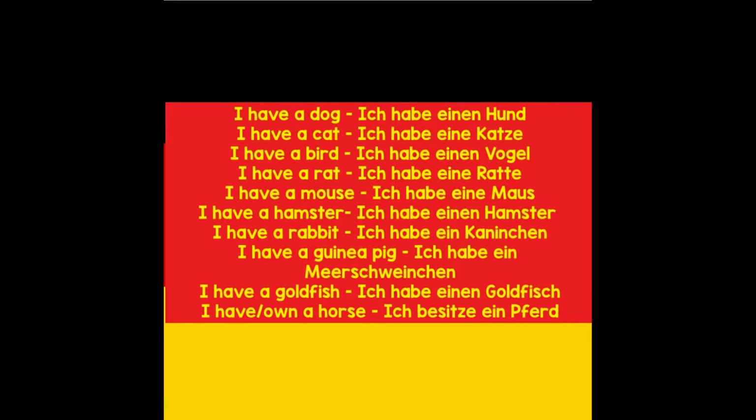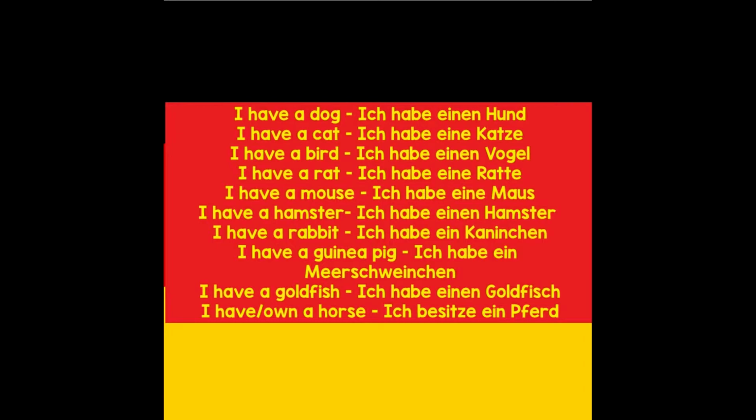Okay, what about mouse? Let's have a look at that one. Ich habe eine Maus. Okay, good. So what about hamster? You know the word for hamster is just the same in German. So, ich habe einen Hamster.